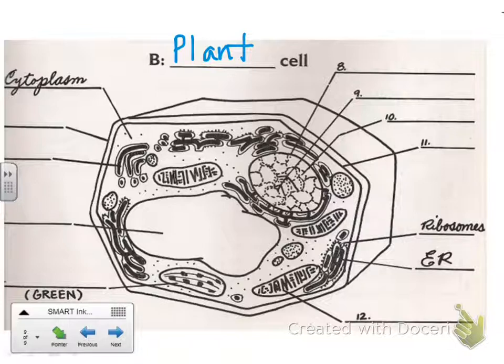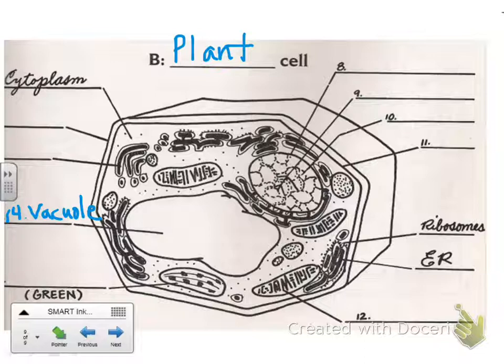Is this 14? I don't have my number up here. Is that 14? Okay, 14. Why do you say it's a vacuole, Chris? Because it's big. Fair enough. What's a vacuole used for? Storing stuff. It is used for storing stuff, so yes, it needs to be big. So yes, 14 is the vacuole.